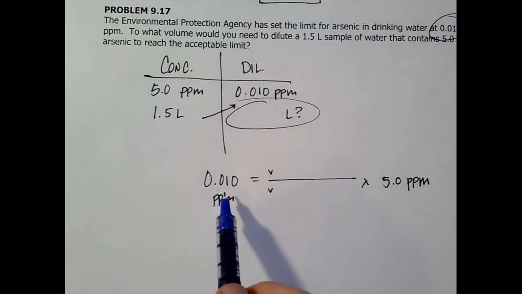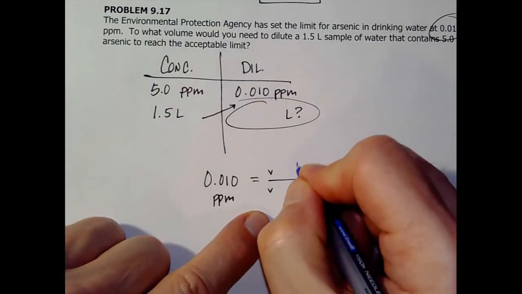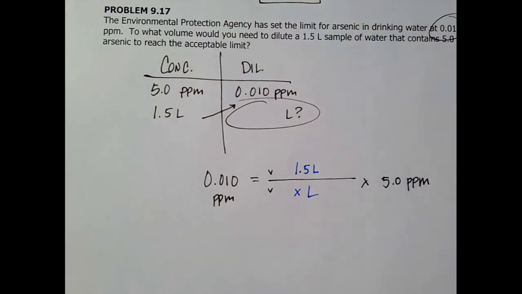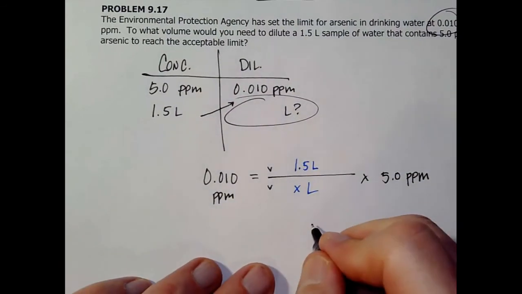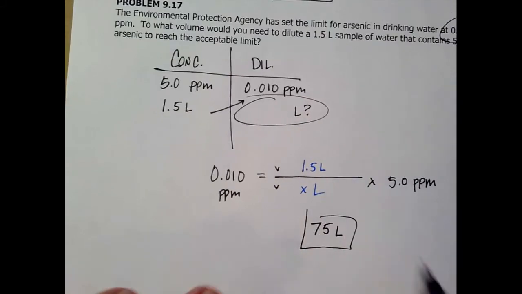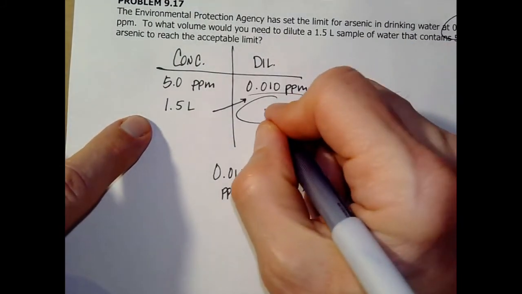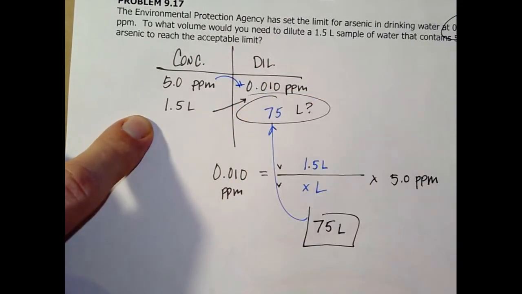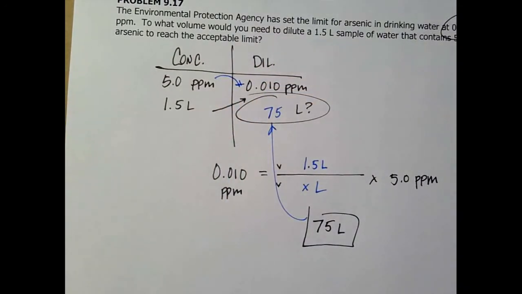Well, this is smaller, so this has to be less than 1. So I better put 1.5 liters there and X liters there. When I solve this, I get 75 liters. And that makes sense. You go, oh yeah, volume goes up, concentration goes down. Now you're going to see other ways to do this. That's fine. Okay, now you should be starting on, I think it's 96A, 98A.